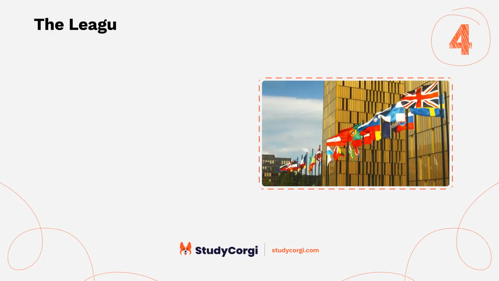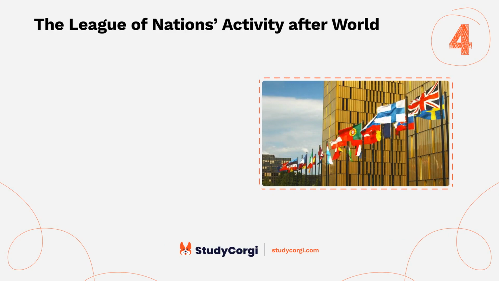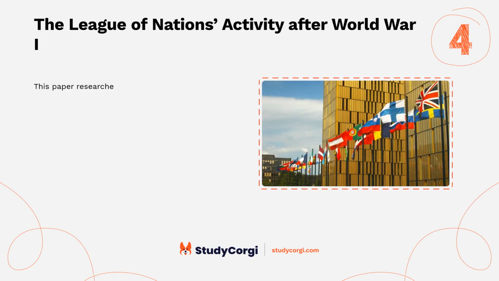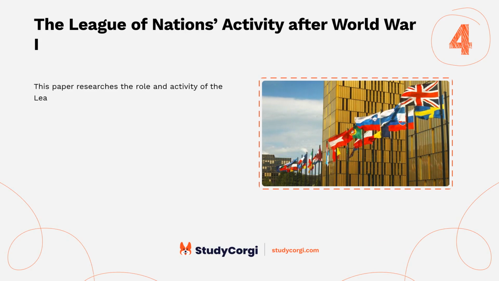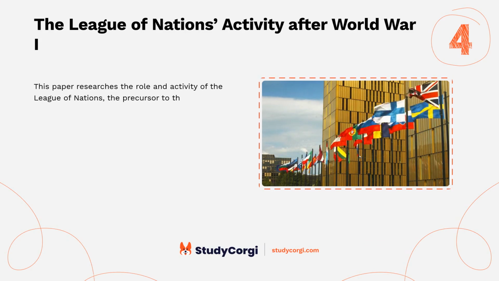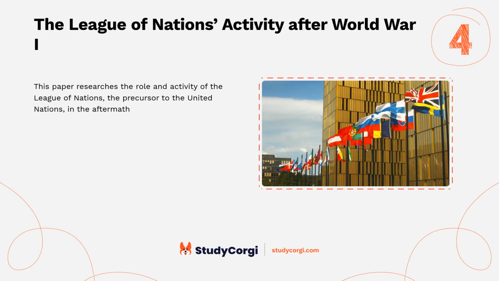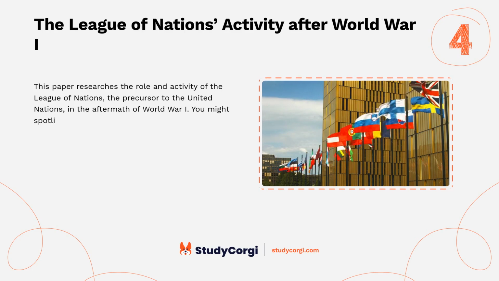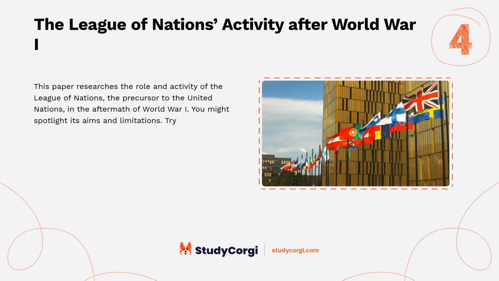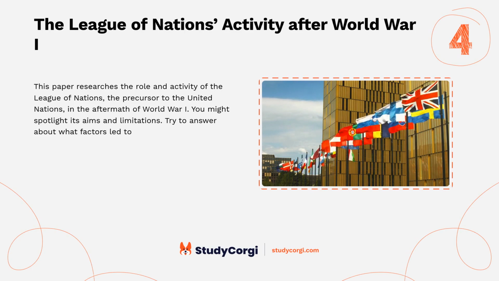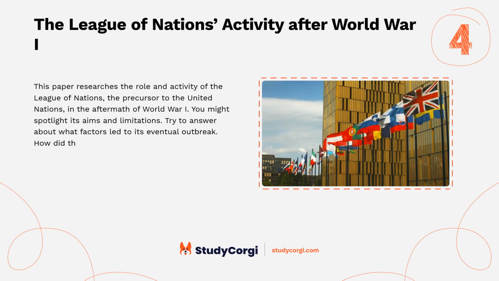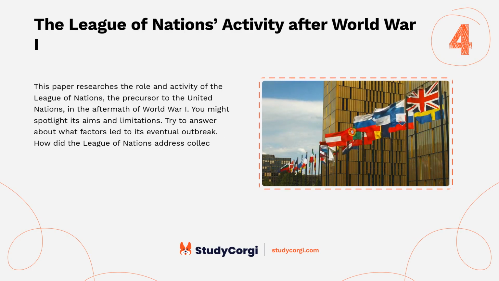The League of Nations activity after World War I. This paper researches the role and activity of the League of Nations, the precursor to the United Nations, in the aftermath of World War I. You might spotlight its aims and limitations. Try to answer what factors led to its eventual collapse. How did the League of Nations address collective security?